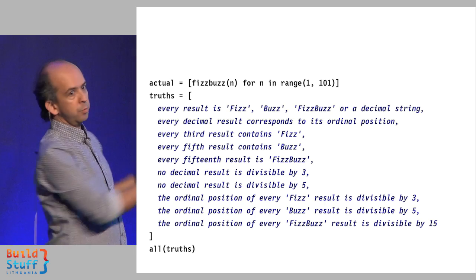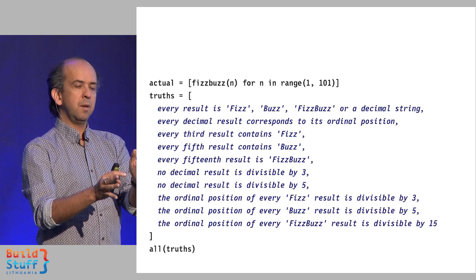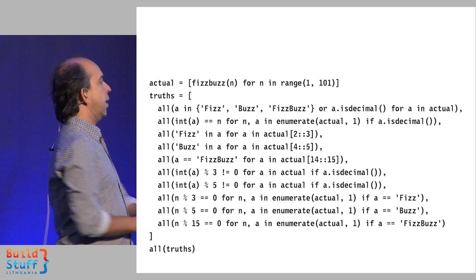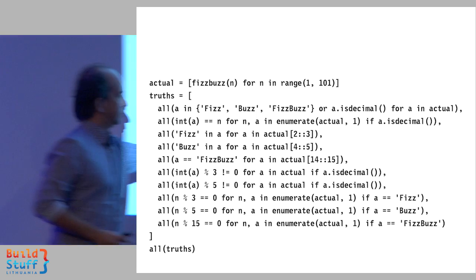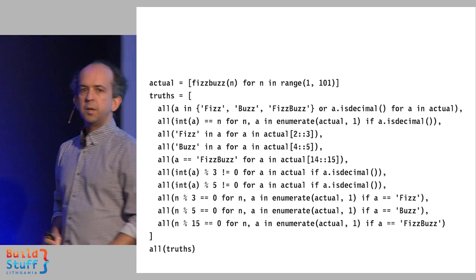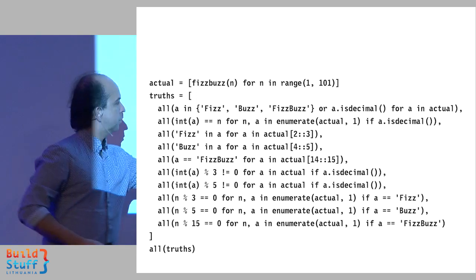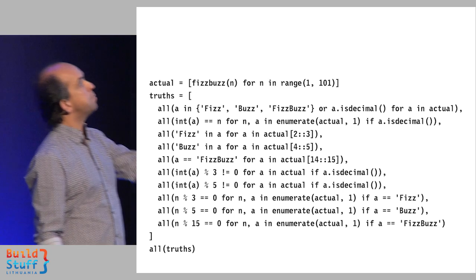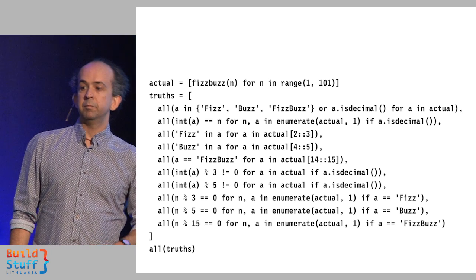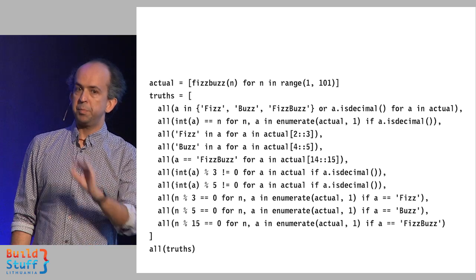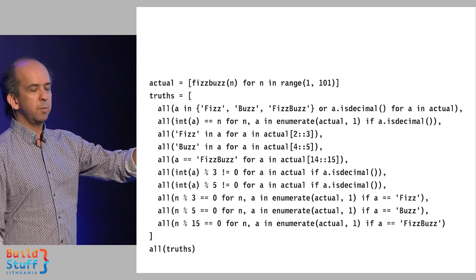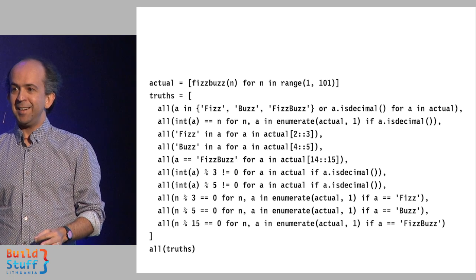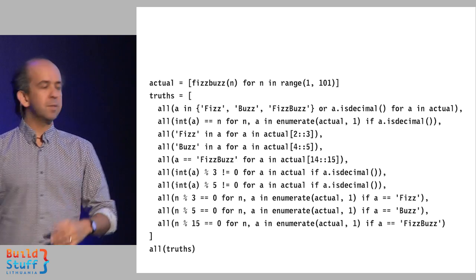And then there are a set of truths that I want to assert about this. There must be a number of things that are true of these 100 elements. And then I want all of these to be true. Okay? So in other words, that's kind of a universal quantifier. What are the things I want? Every result is fizzbuzz, or a decimal string. Okay? That's got to be true. So we're not allowing anything else. Hello world is not permitted in this set. Non-strings are not permitted in this set.